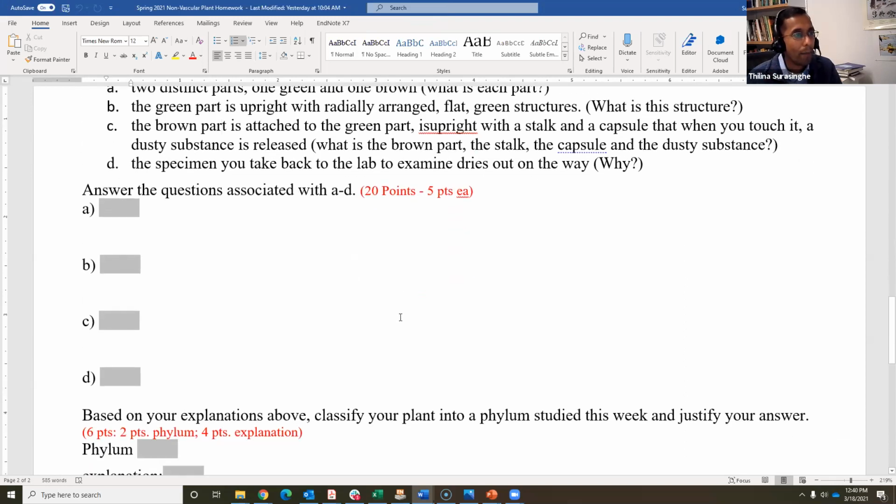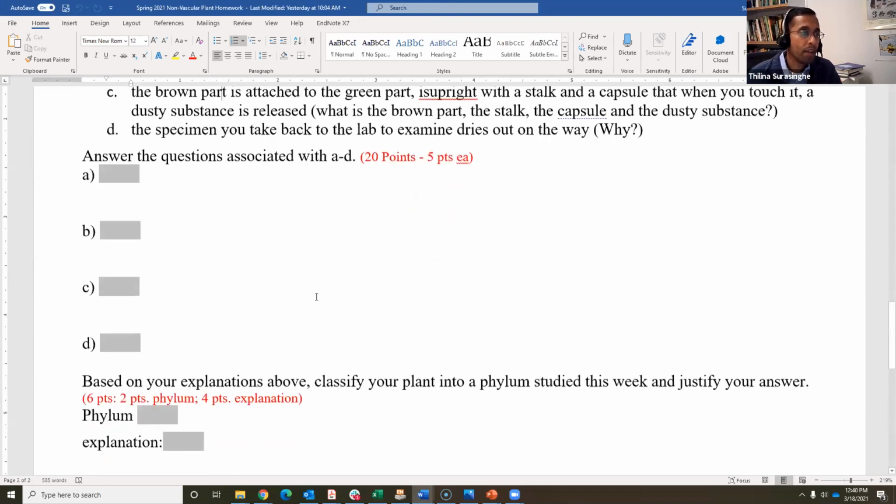And the specimen dried out. Why? Well, there could be several explanations. You could talk about the thinner cuticle. You can talk about the fact that those are early plants, non-vascular, early land plants. They are not fully adapted to a terrestrial mode of life, and hence they are highly dependent on the presence of water. So that's why it dried out.